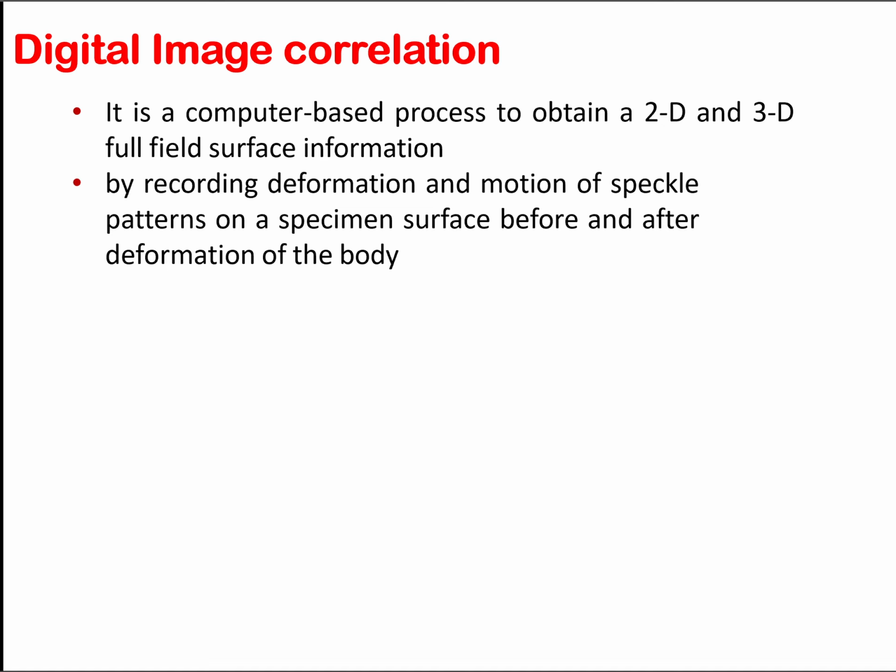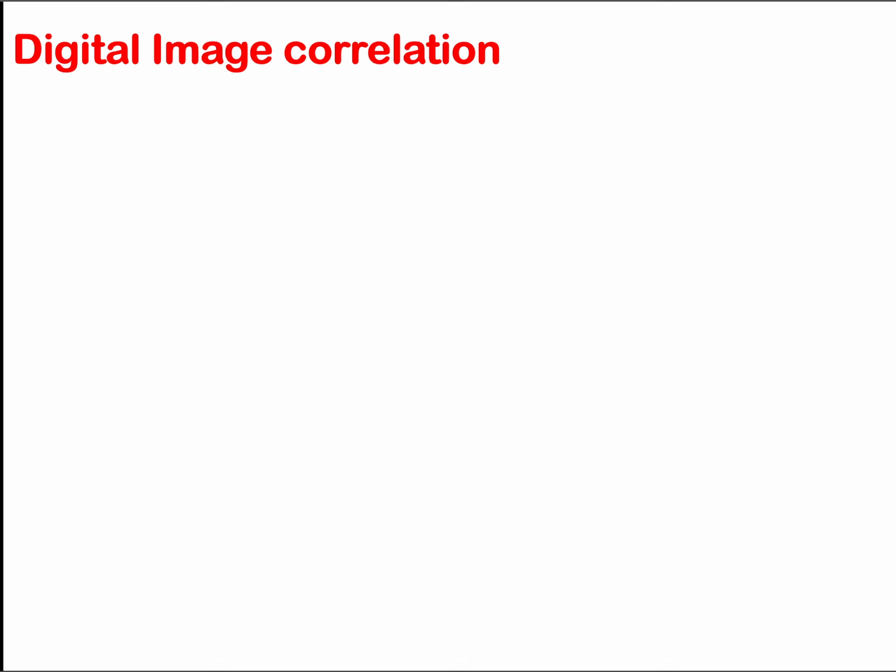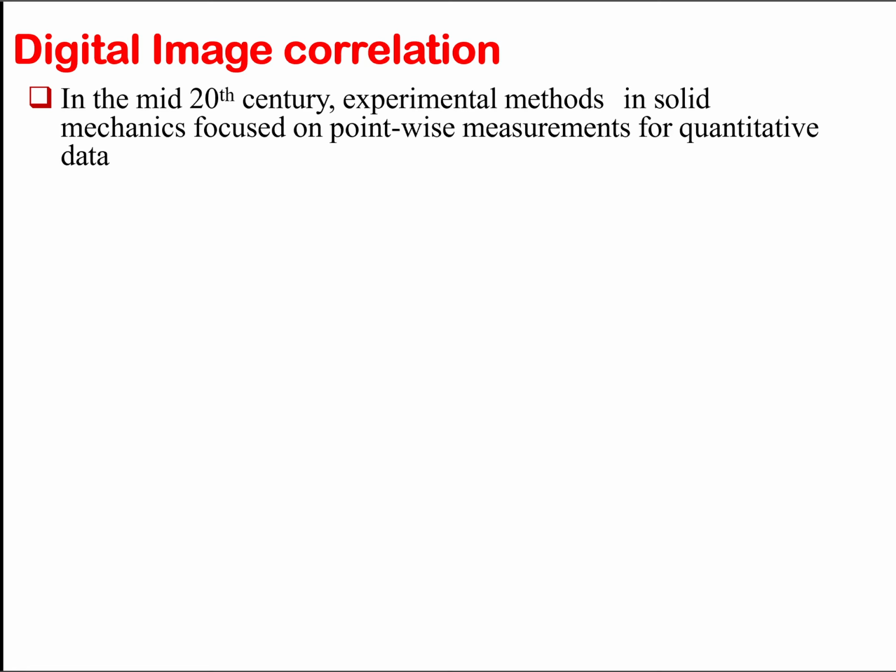Essentially, what happens is you have to create a pattern, a speckle pattern on your sample, and track the movement of the dots on this speckle pattern. And we're going to see all of these later on. Essentially this method takes advantage of the fact that the stress is going to change the thickness and the optical properties of the speckle pattern, the intensity essentially that your cameras can read. We're gonna see all of those later on.